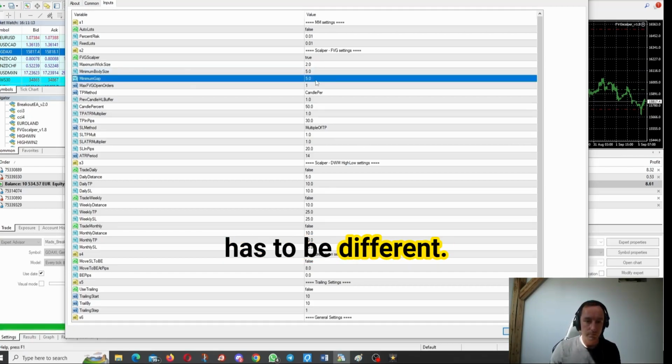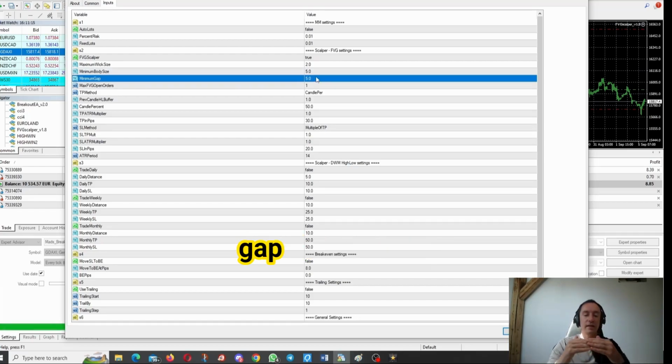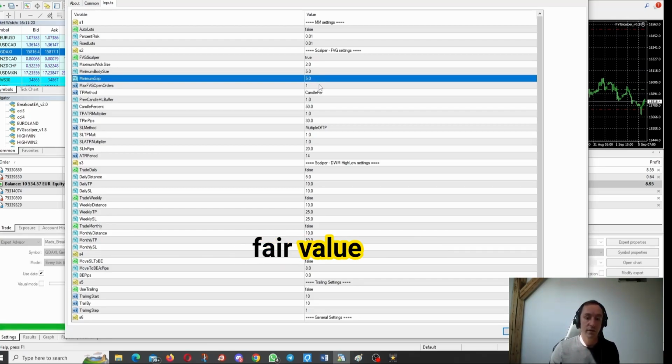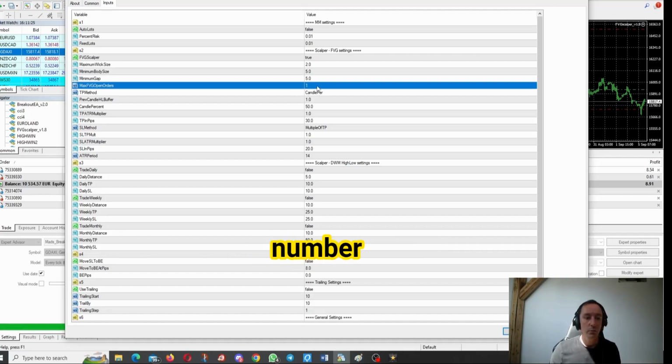But minimum body size for maybe a 5-minute candle will make sense for 5, but for an hour, this obviously has to be different. And then the gap is basically the gap between the close of a bar and the last bar of the same value. And this is where we talk about the fair value gap. This is the number of maximum orders. I recommend having this at 1, but you can play with this if you so wish.